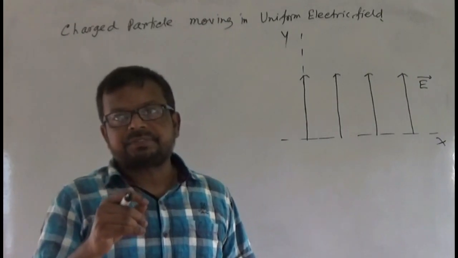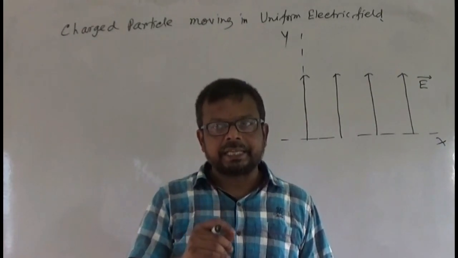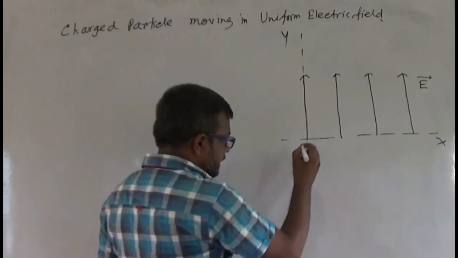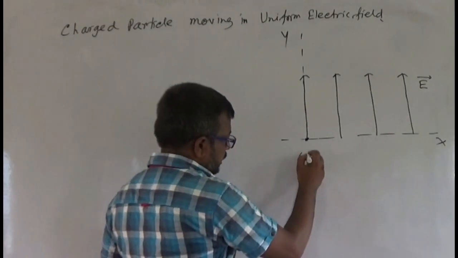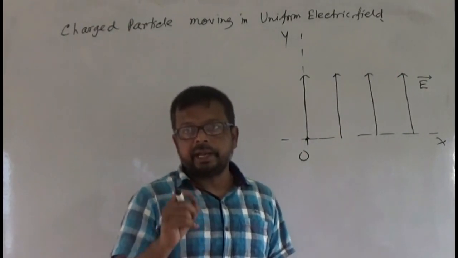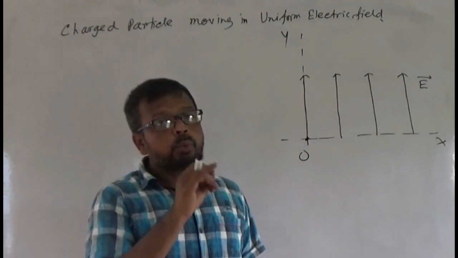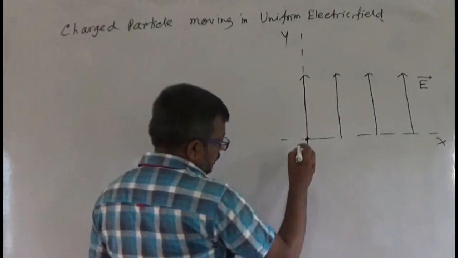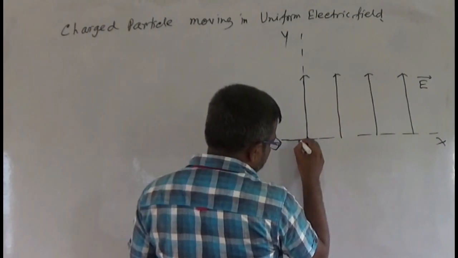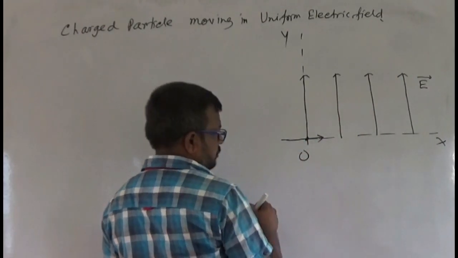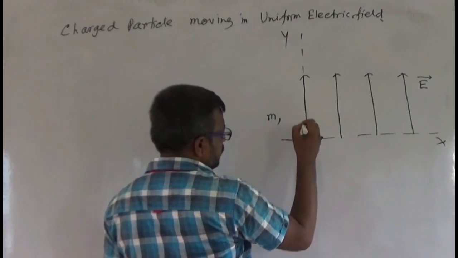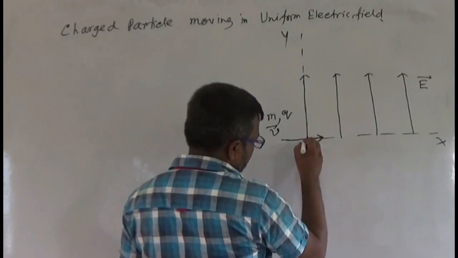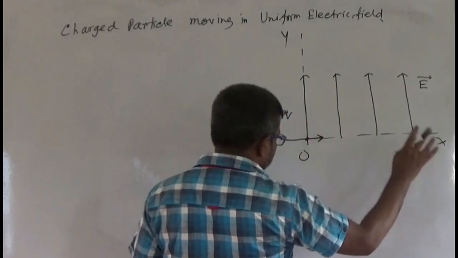A positively charged particle having charge q and mass m enters at the origin. This is the origin. At the origin with velocity v in the x direction. That means here a charged particle just entered. Charged particle of mass m, charge q and velocity v. V, initial velocity, is in the x direction.